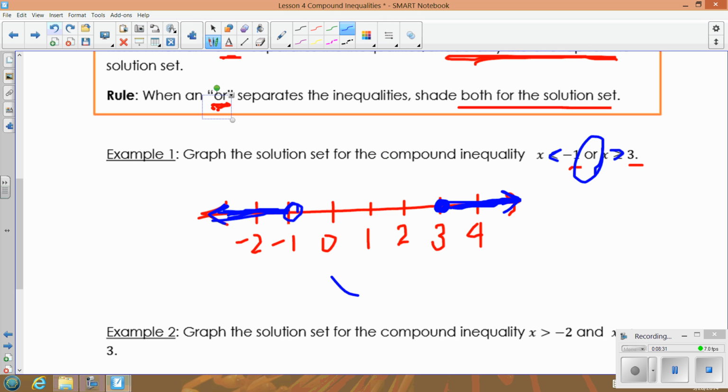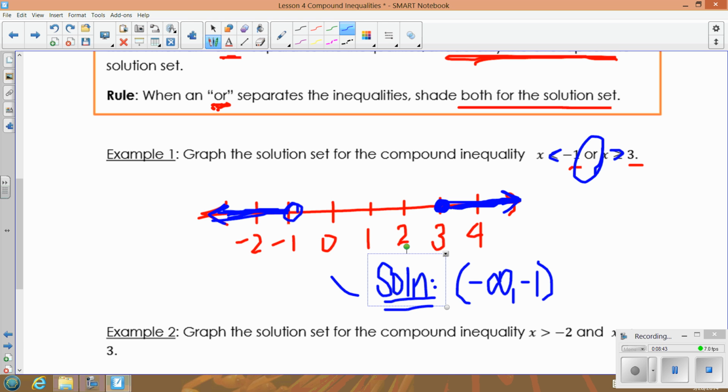If I wanted to write this in interval notation, showing you how we use this with our unions, it would be -infinity to -1, open bracket, or, so union, include 3 to positive infinity. So that's how you would write your solution using interval notation and unions.